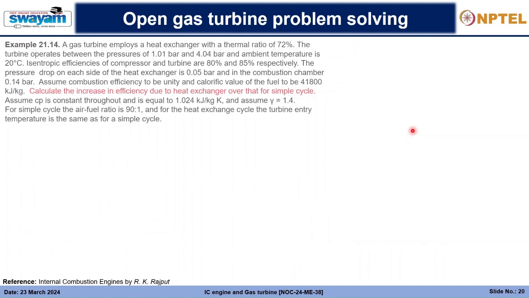So we will move on to the next question. A gas turbine employs a heat exchanger with a thermal ratio of 72%. The turbine operates between pressures of 1.01 bar and 4.04 bar. The ambient temperature is 20 degrees Celsius. The isentropic efficiencies of the compressor and turbine are 80% and 85%. The pressure drop on each side of the heat exchanger is 0.05 bar and in the combustion chamber 0.14 bar.